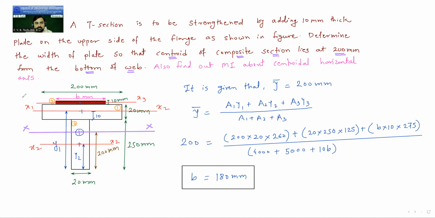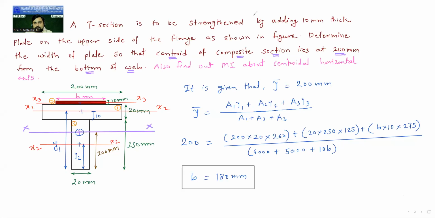This is the axis x3. So use the parallel axis theorem to calculate. If I write the formula, then what is the formula? Ixx is equal to Ix1 (three figures are there) plus A1 H1 square, plus Ix2 plus A2 H2 square, plus Ix3 plus A3 H3 square.